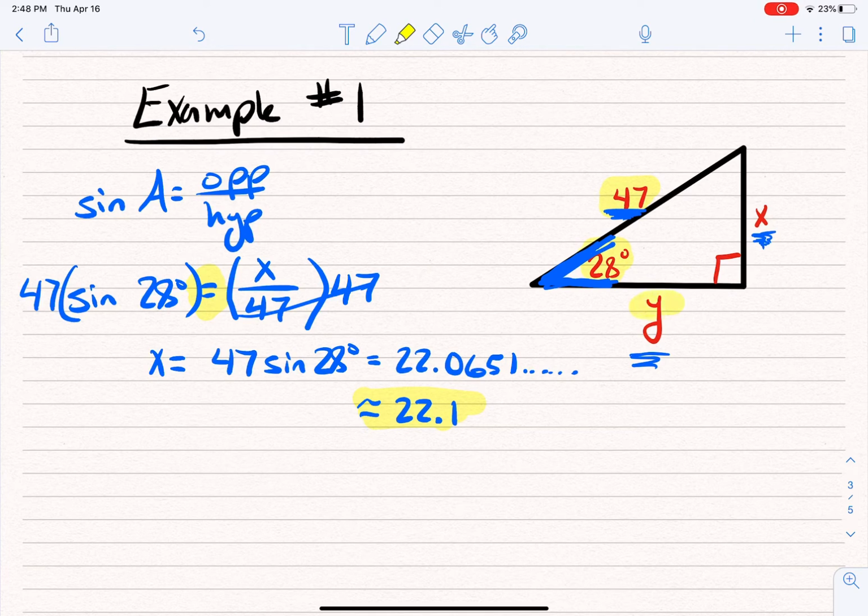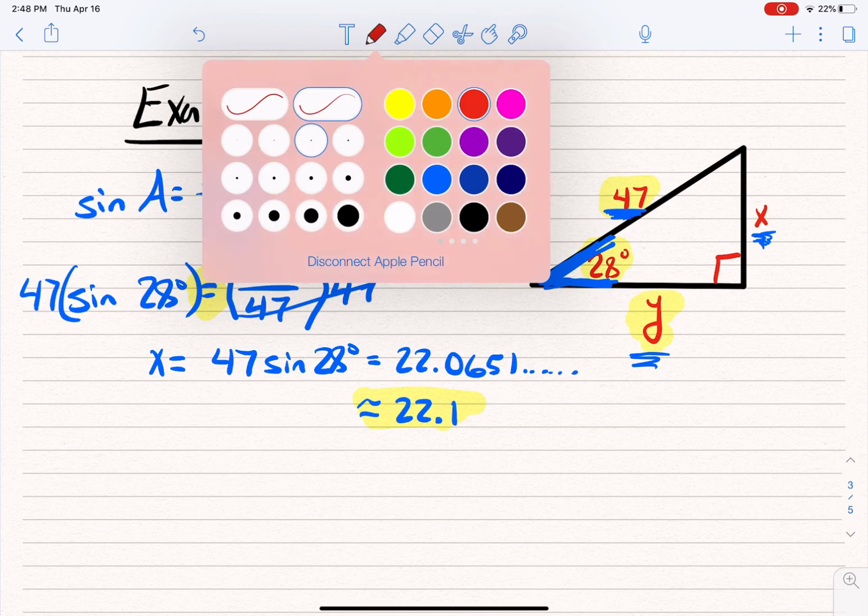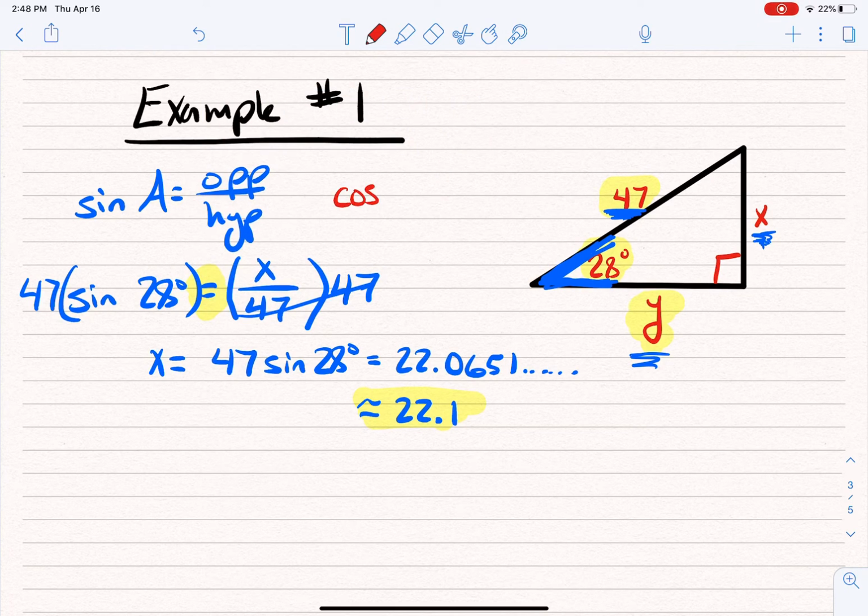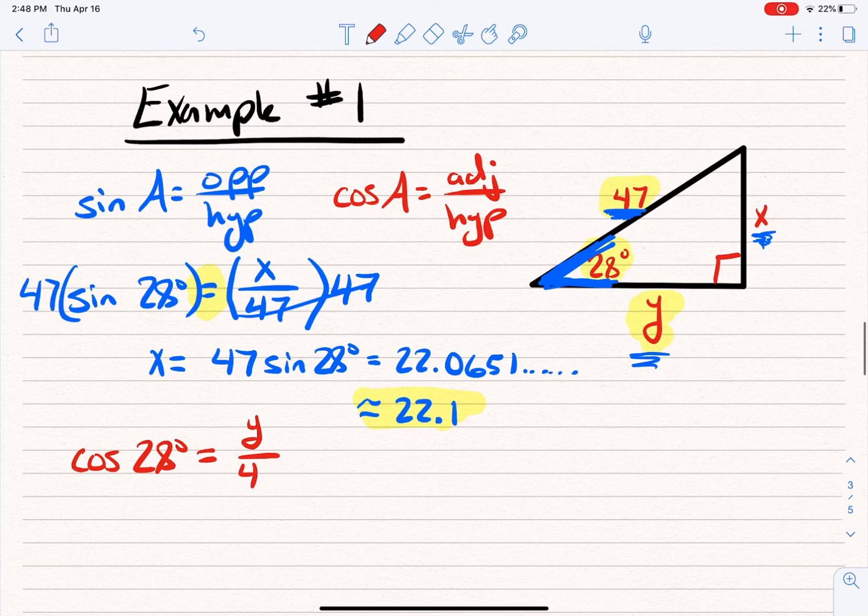So y is the adjacent side, and we have the hypotenuse. So what trig function are we going to use? We're going to use cosine. And why? Because cosine of any angle is the adjacent over the hypotenuse. So we can say the cosine of 28 degrees is equal to adjacent, which is y, over the hypotenuse, 47.